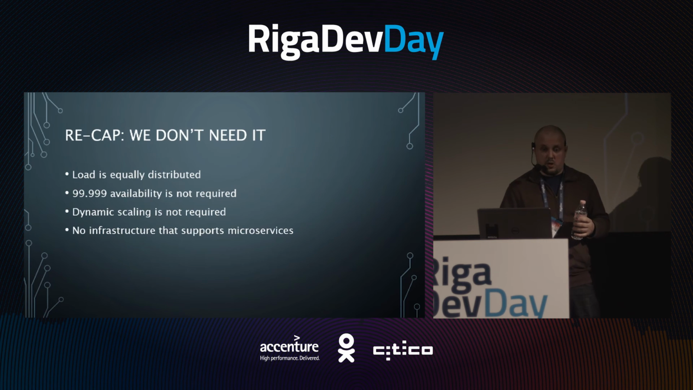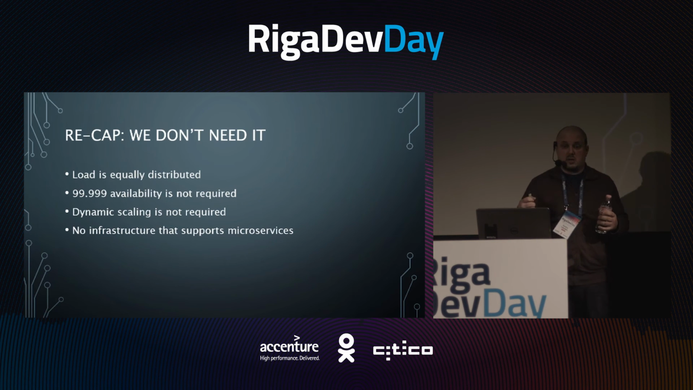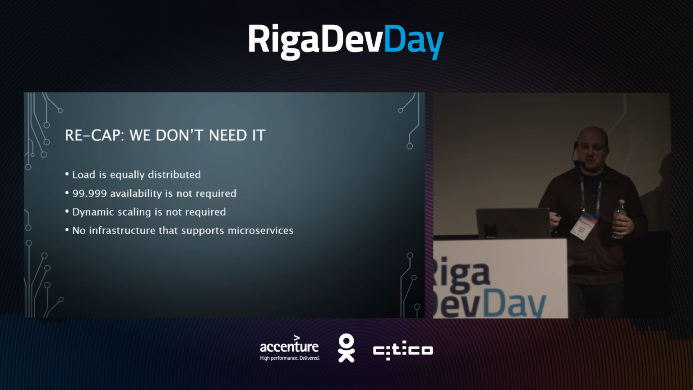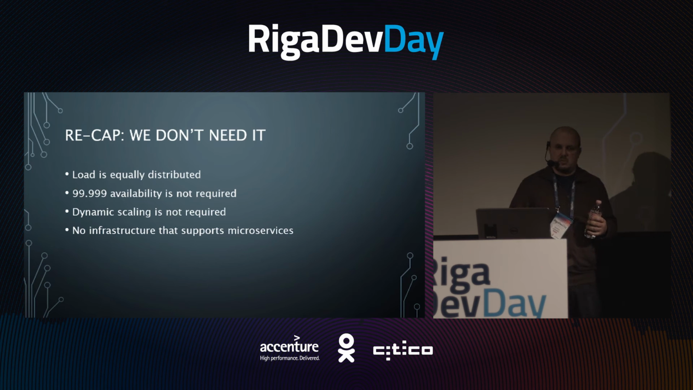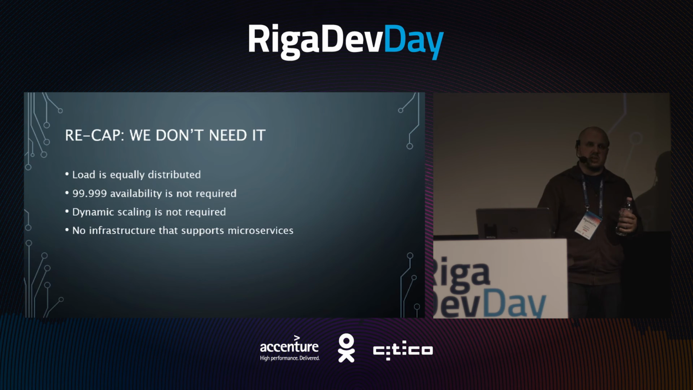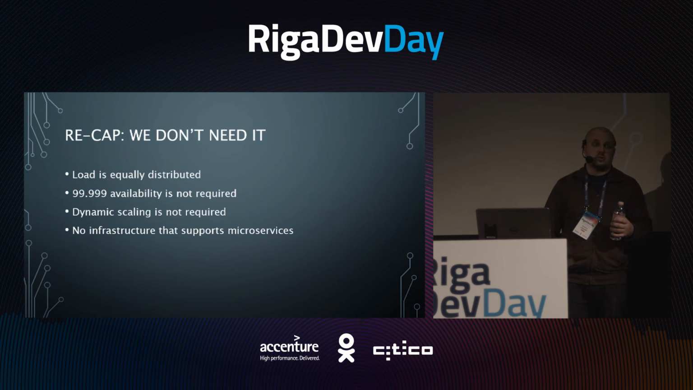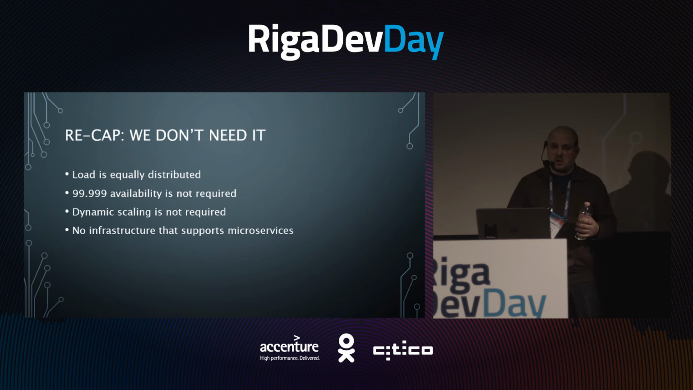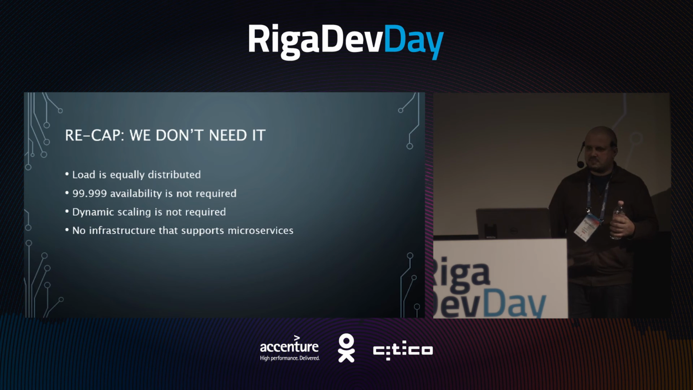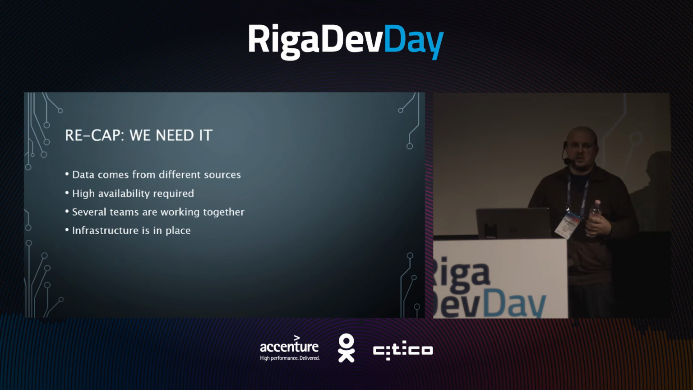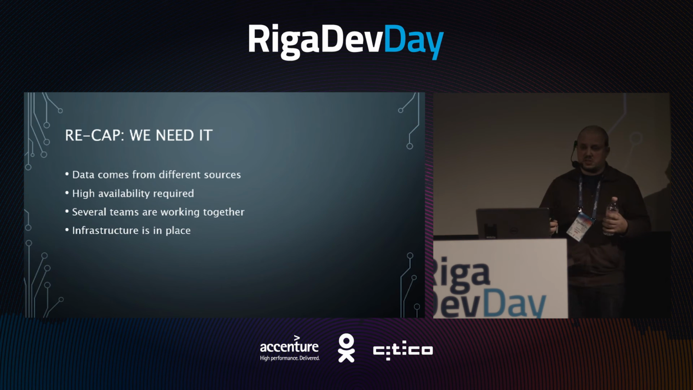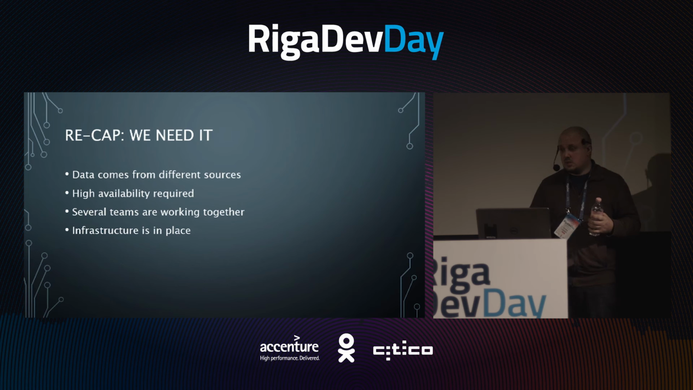So, just to recap, when we don't need it: when the load is equally distributed, when high availability is not required, when dynamic scaling is not required, when there is no infrastructure to support microservices concepts. When we need it: data is coming from different sources, high availability is required.